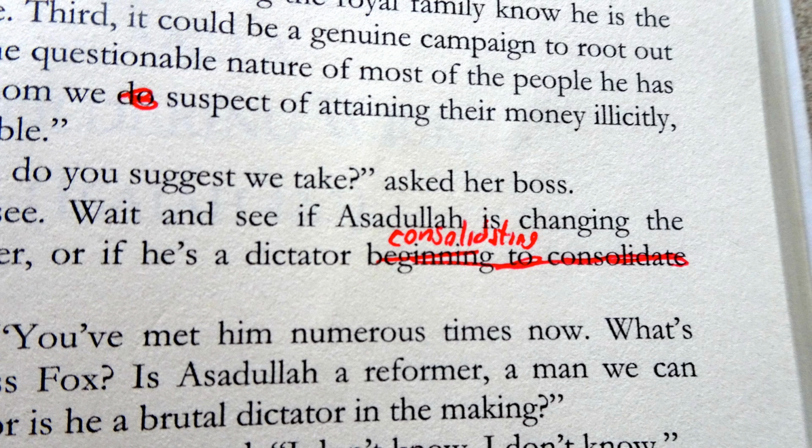Real small thing, just tightening it up. Or if he's a dictator, consolidating power. Just a way to tighten it up.